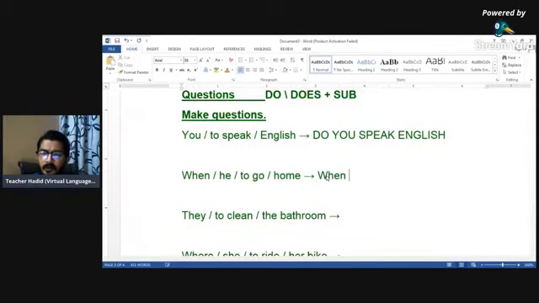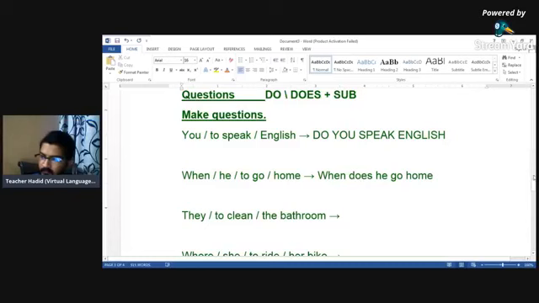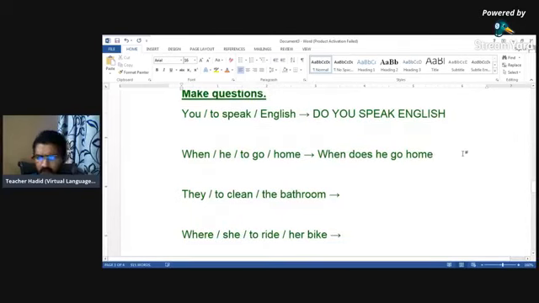So when should be first. When. Because we have he here, we cannot say do. We have to say does. He does. So the right question should be, when does he go home? You can also say when does he go to home, but go home is fine, acceptable.